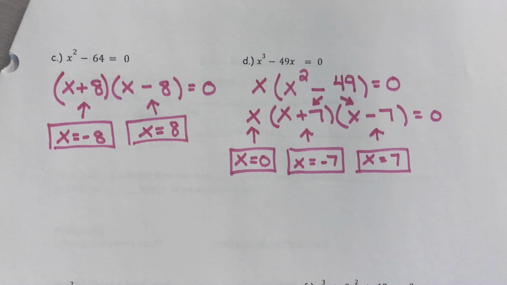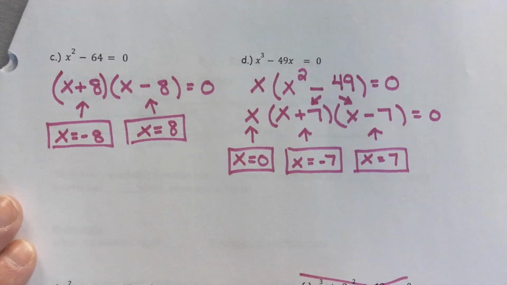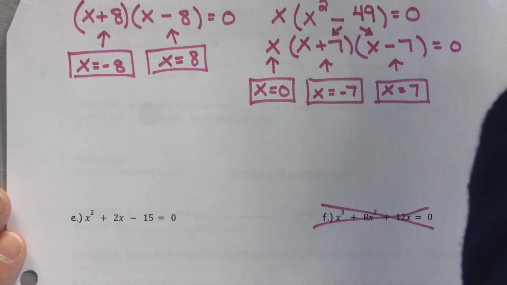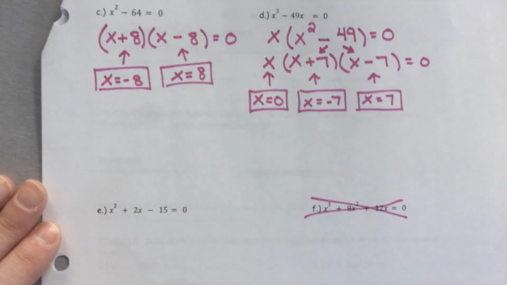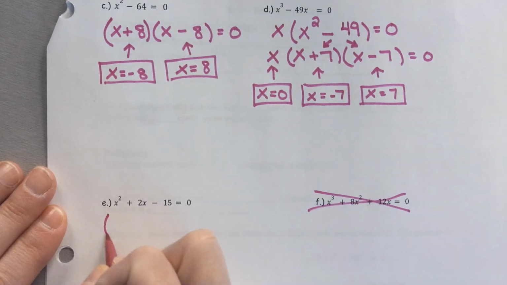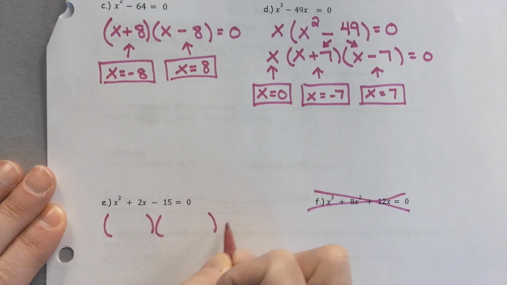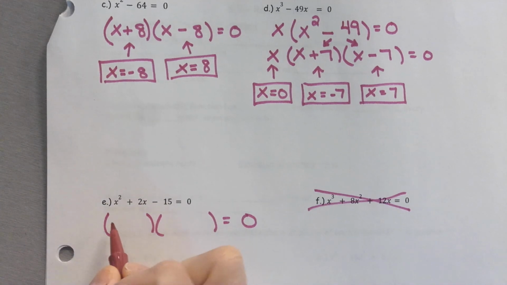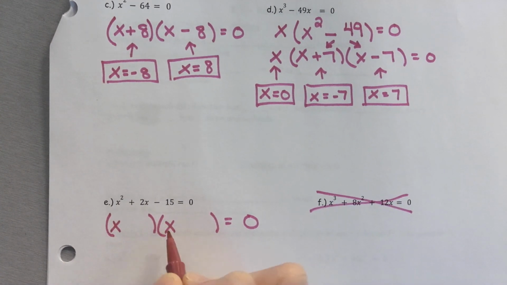Okay, we're only going to do one more. We're not going to do part F. But let's go to part E. I do want to do part E. This one is a trinomial, so this one gets 2 sets of parentheses set equal to 0. I know that I need x times x to get x squared.